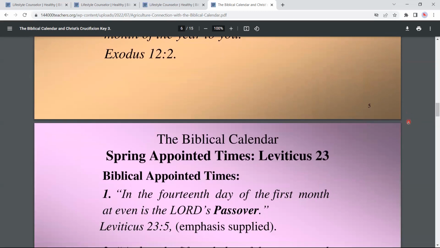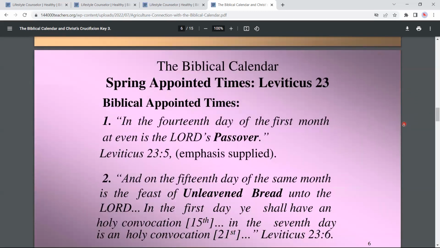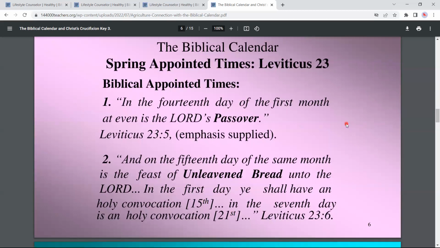The biblical calendar and the spring appointed times of Leviticus 23. Leviticus chapter 23, verse 5: In the 14th day of the first month or moon at even is the Lord's Passover. And from verse 6, on the 15th day of the same month or moon is the feast of unleavened bread unto the Lord. In the first day ye shall have a holy convocation, which is the 15th. In the seventh day is a holy convocation, which would be the 21st.